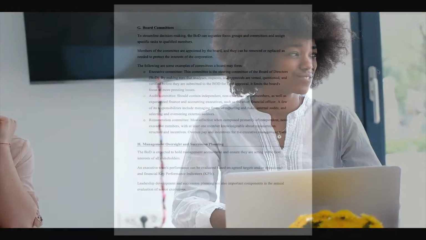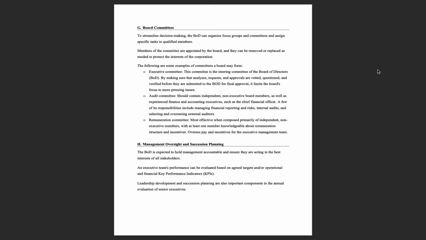The next committee is the audit committee. And the audit committee ideally should contain independent, non-executive board members, as well as people who are experienced in finance and accounting, such as the chief financial officer.